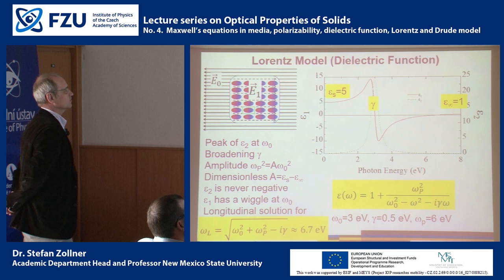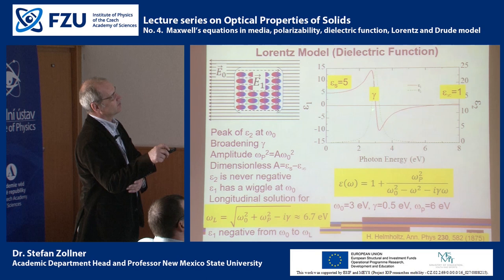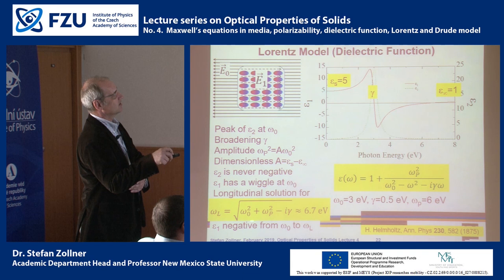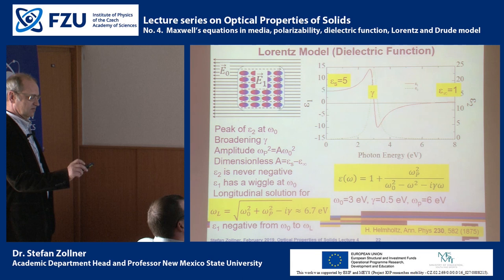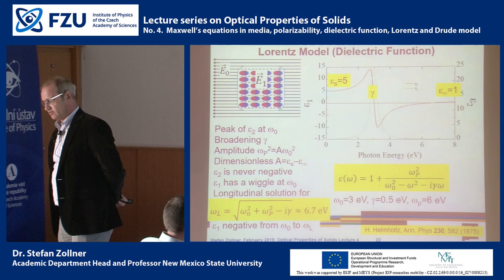So epsilon 2 is always positive, but epsilon 1 actually can become negative. Epsilon 1 is negative from the resonance frequency up to this longitudinal frequency, which is calculated as a function of the resonance frequency and the plasma frequency. If we plot the dielectric function, then we see that the curves are rather symmetric.